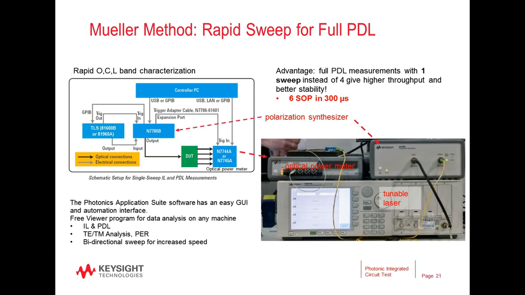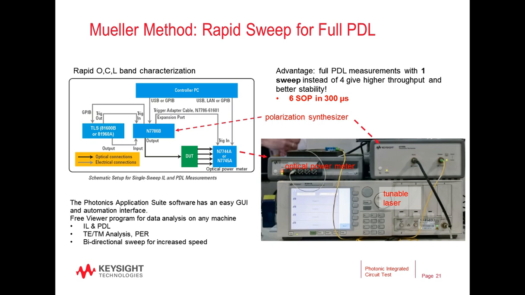The setup for the Mueller matrix method is shown here. It consists of basically a tunable laser, the synthesizer, of course the DUT, the power meter, and the controlling software. Now in this case, Keysight is using 6 polarization states instead of 4, and that actually gives us better results for the algorithms we use. The light from the synthesizer then goes on with the 6 states. The power meter makes the measurements. And then the result is calculated for the DUT.